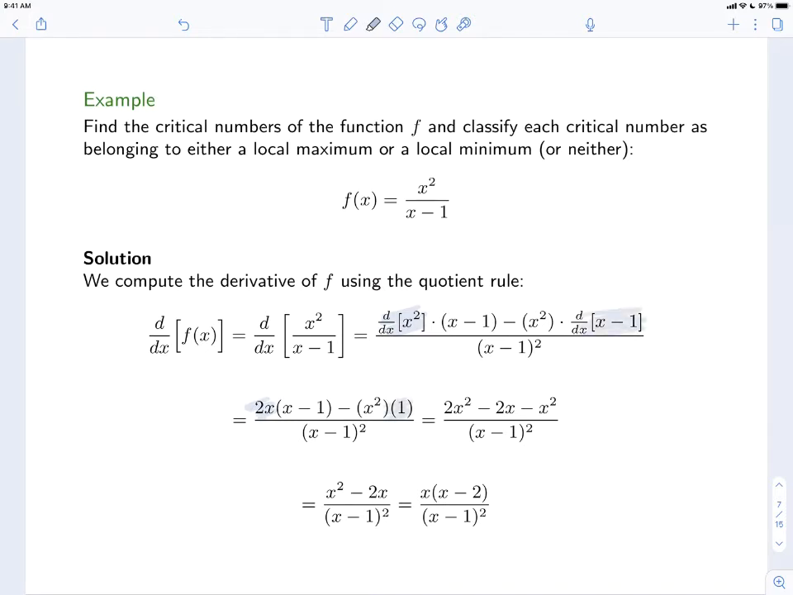So if you simplify this, you end up with, in the numerator, 2x squared minus 2x minus x squared. So that simplifies to x squared minus 2x, and you can factor out an x, and you'll have x times x minus 2 in the numerator. In the denominator, you have an x minus 1 squared.